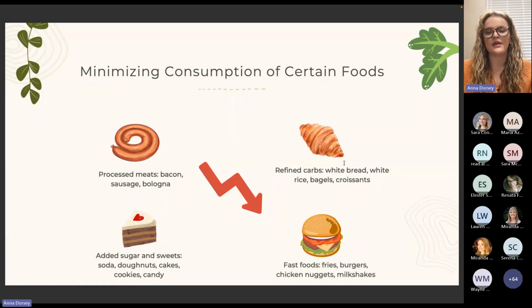And so just some practical ways that this could look for you is maybe instead of eating white bread or white rice, maybe substitute those for a whole grain option. And maybe instead of eating as many sweets and desserts, implementing more fruits in your diet could be really helpful to still give you that sweet taste, but it doesn't have quite the same inflammatory response on your body.